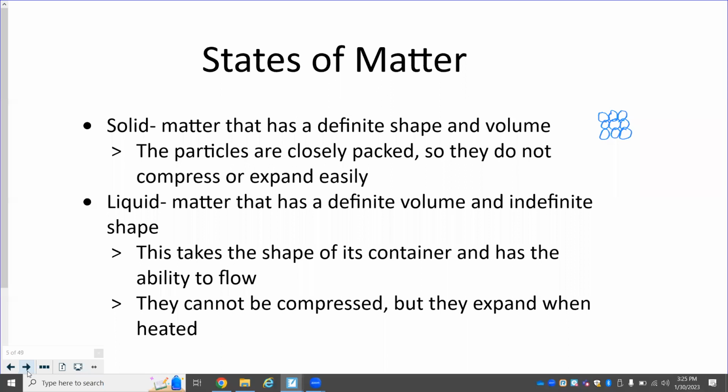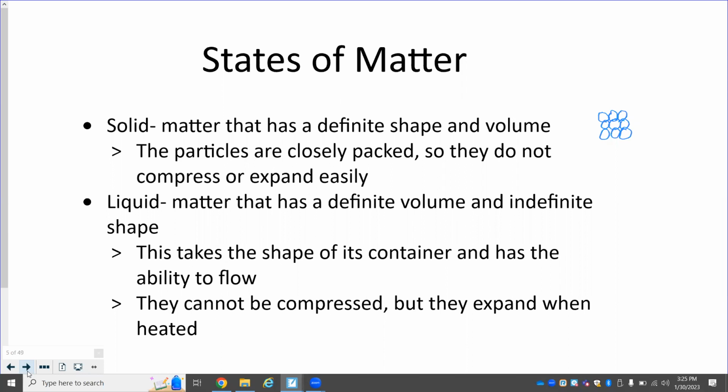In terms of a liquid, liquid is matter that has a definite volume. So the volume does not change, but it has an indefinite shape. The shape can change, but the volume is constant. With liquids, it partially takes the shape of its container and has the ability to flow.